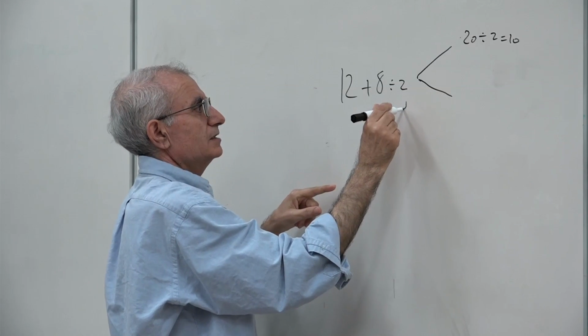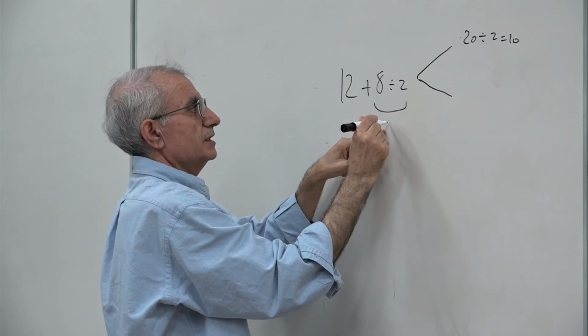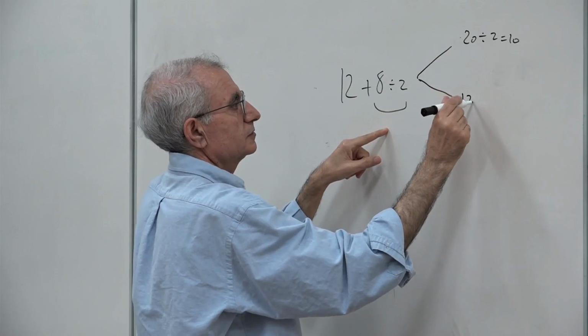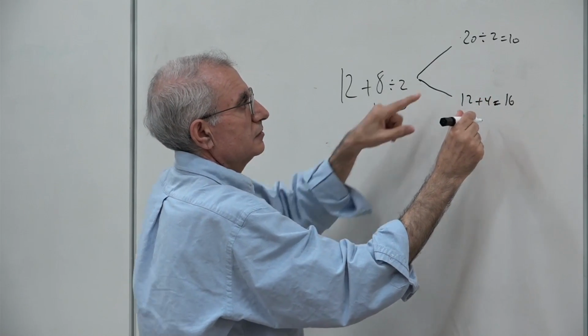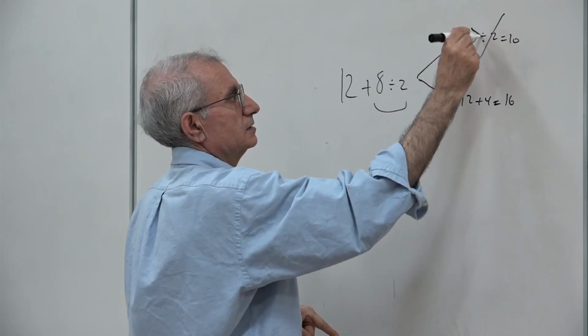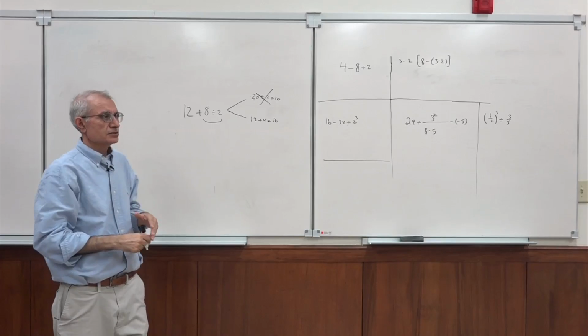But if I do it right, I have to divide first. So 8 divided by 2 is 4, so it'll be 12 plus 4, which is equal to 16. You notice one of them is wrong. The wrong one is this one. Now, what is the order of operations you're supposed to take?